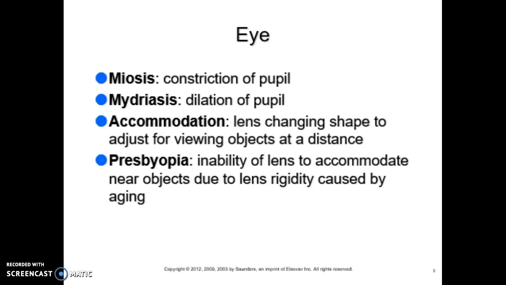So let's start with the eye. The eye has three layers. The protective external layer has the sclera and cornea. The middle layer has the choroid, the iris, and the ciliary body, and then there's the retina. So miosis, constriction of the pupil, mydriasis, dilation of pupil, accommodation, lens changing shape to adjust for viewing objects at a distance, and presbyopia, inability of lens to accommodate near objects due to lens rigidity caused by aging.